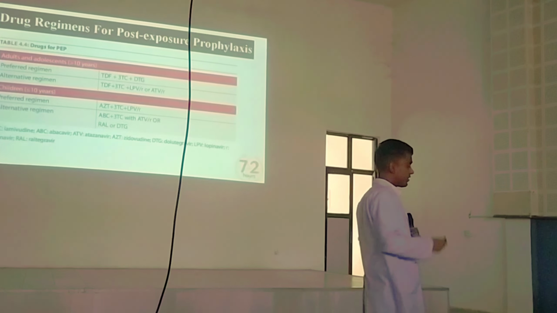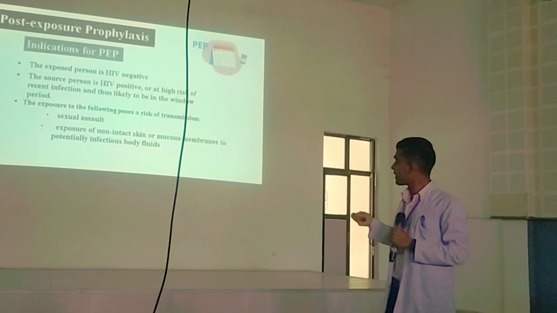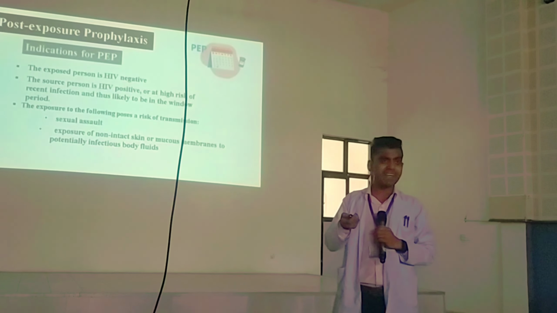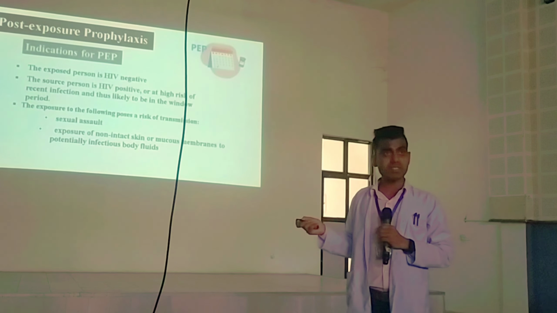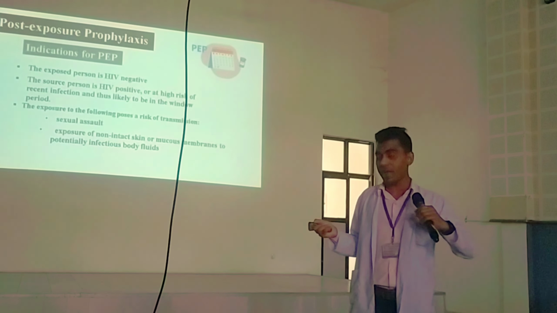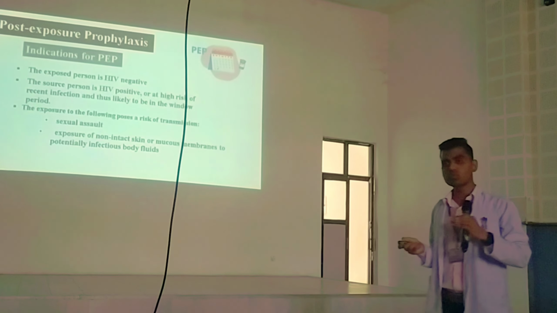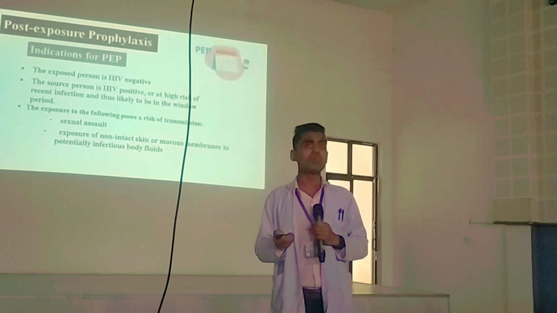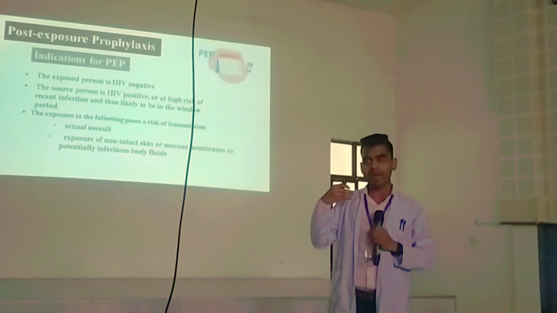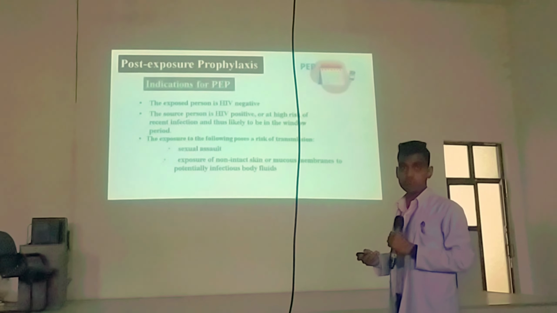After this is post-exposure prophylaxis. The indication is that the exposed person is HIV negative but the source person is HIV positive. It is also very important in the case of a sexual assault patient, because we have to provide post-exposure prophylaxis. Another point is that it should be provided as soon as possible, preferably within 2 hours, or at maximum within 72 hours. But before providing post-exposure prophylaxis, proper counseling should be provided and consent should also be taken.